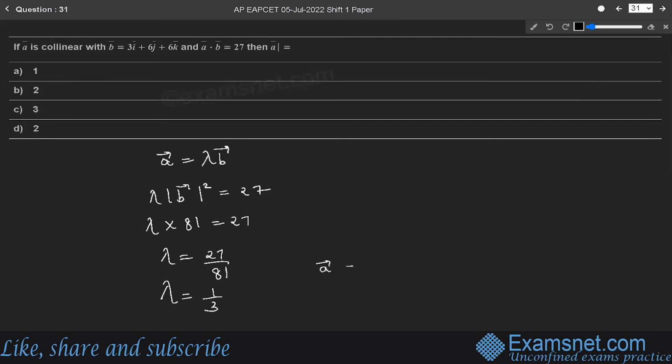So A vector becomes i cap plus 2j cap plus 2k cap. You can see that B vector is given, which is 3i cap plus 6j cap plus 6k cap. Taking 3 common from B vector, it forms A vector. Therefore, we can say that the value of modulus of A vector is 3. So option number C is the correct option here.